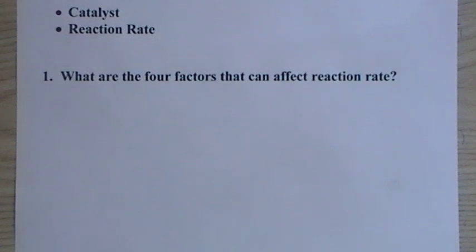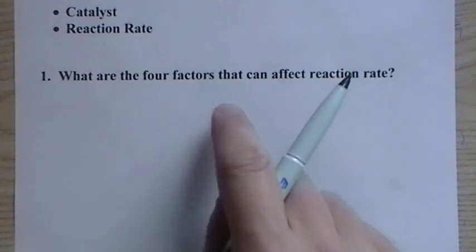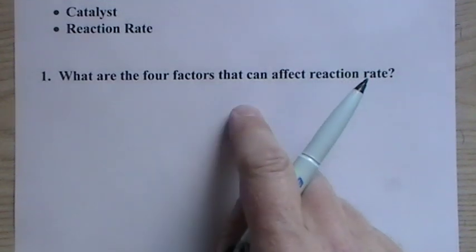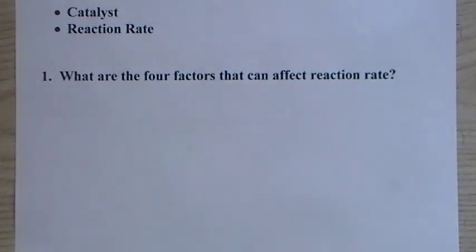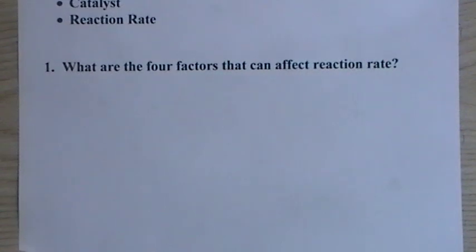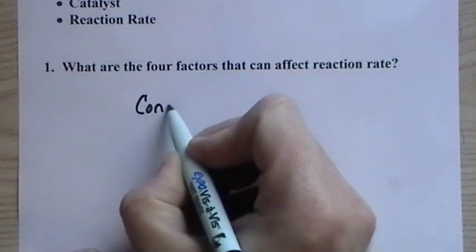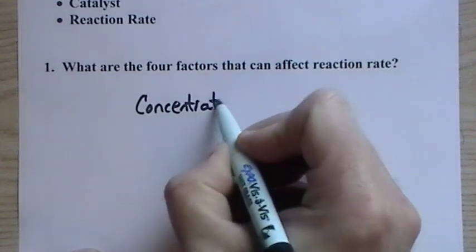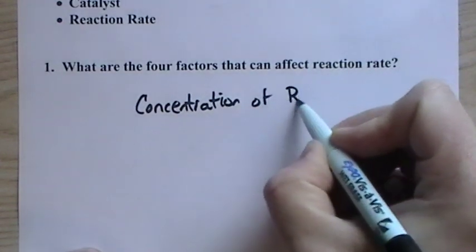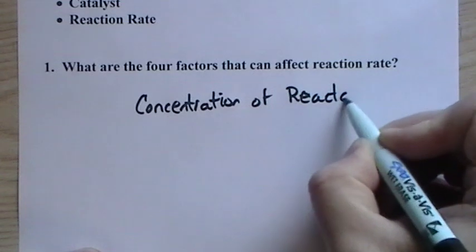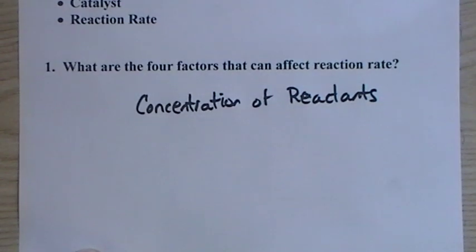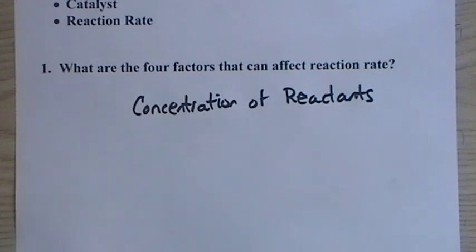Now, someone else may be using these videos, but if this is my class, this is going to be the first problem on exam 1, always. And this is what I need you to do. It's the four factors. The first one is concentration of reactants. I need you to write it like that. If you put concentration, that's wrong. If you put reactants, that's wrong. Concentration of reactants.